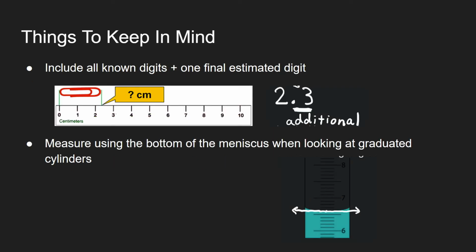Now moving on to some things you need to keep in mind: include all known digits plus one final estimated digit when you're measuring on a ruler or a graduated cylinder or anything like that. For example, instead of saying just 2, you'd say 2.3 because you're adding an extra estimated digit. Also, measure from the bottom of the meniscus when looking at the graduated cylinder. In other words, measure from the tangent of the curve at the bottom of the meniscus.